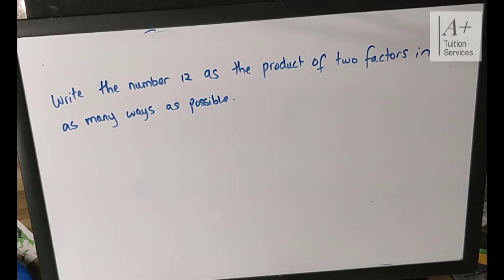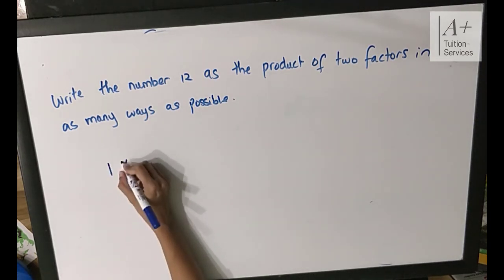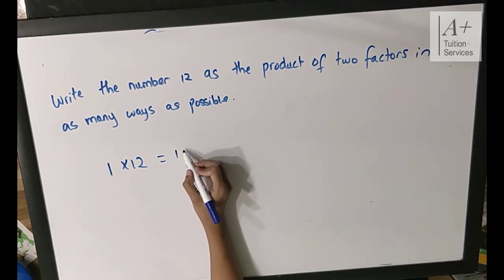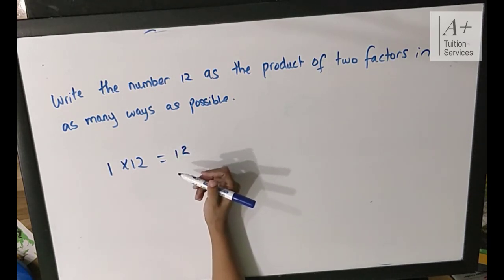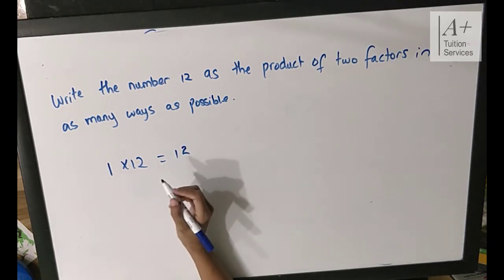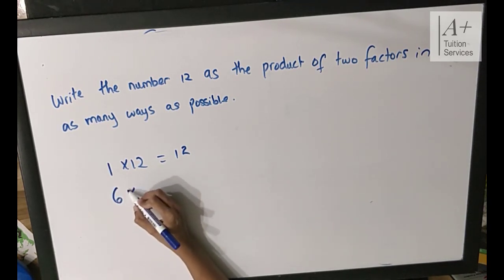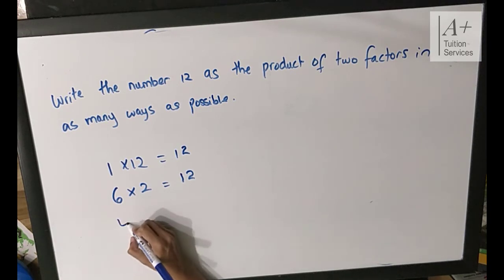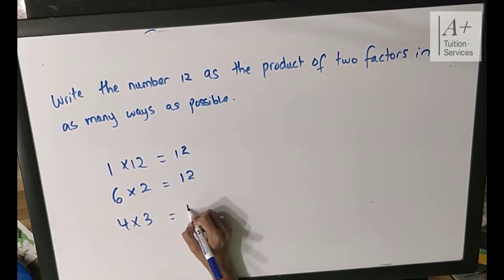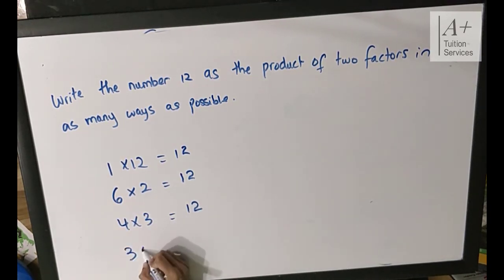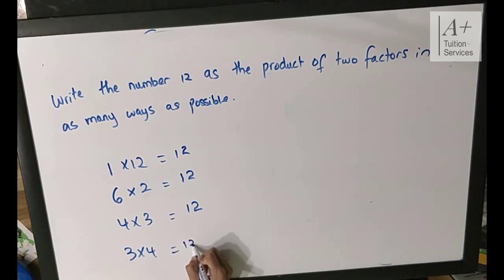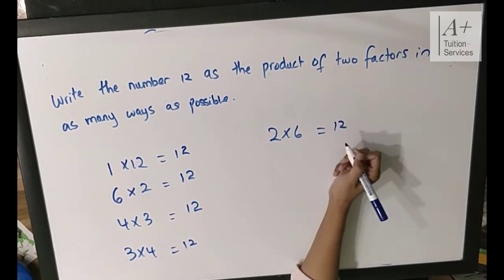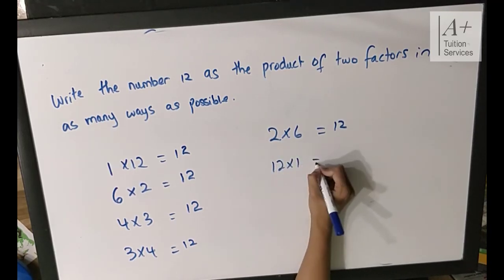So we have first one, 1 by 12 is equal to 12, right? 6 by 2 is equal to 12. 4 by 3 is equal to 12. 3 by 4 is equal to 12. 2 by 6 is equal to 12. And 12 by 1 is equal to 12.